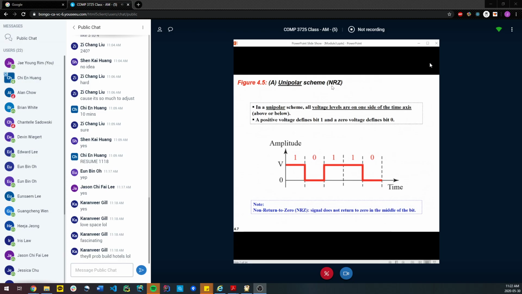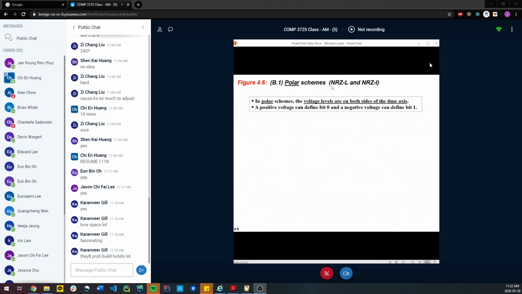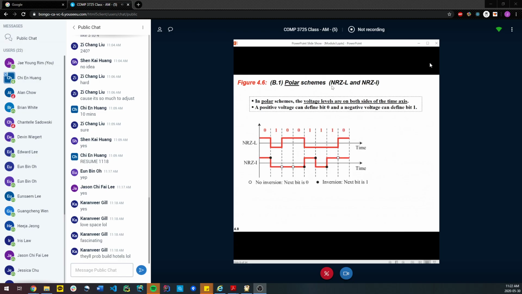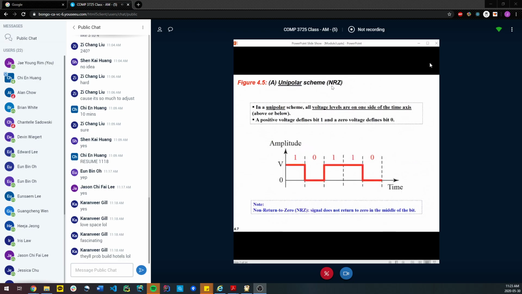Okay. Then the next type of scheme is called a polar scheme. Just to confirm, I'm using 1 voltage to represent 1 bit? In this case, yes. If you want to transmit 2 bits, you can still use positive voltages, but you need 4 different voltage levels, one level each for 11, 10, 01, and 00.